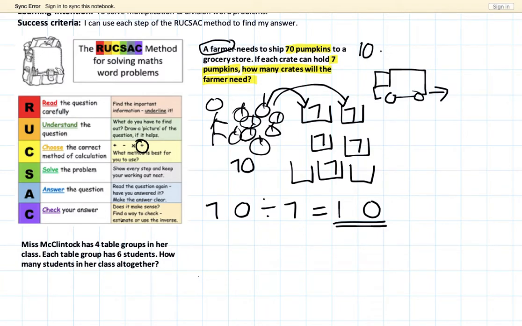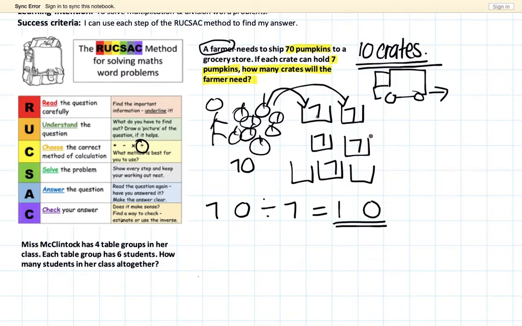So 10 crates. Underline that as well. 10 crates. And I'm going to check my answer. Does it make sense? Find a way to check and estimate, use inverse. I think it does make sense because he's got a large number of pumpkins and he's dividing them into some crates. So he should end up with a smaller number of pumpkins in each crate.